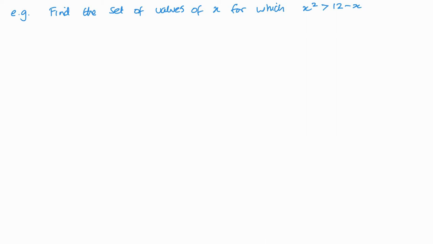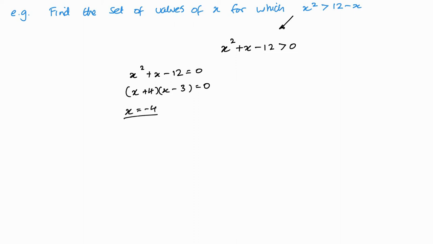Now, the second example: find the set of values of x for which x squared is greater than 12 minus x. So let's again make this equal to 0. x squared plus x minus 12 will be greater than 0. And I want to find my critical values, so x squared plus x minus 12 equals 0. So I solve it like an equation first for my critical values. So this is going to be a plus 4 and a minus 3. So x equals negative 4, x equals 3. These are my critical values.